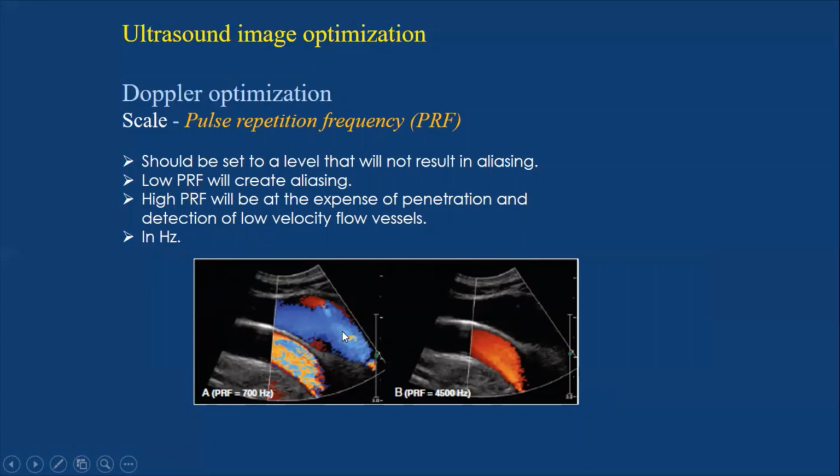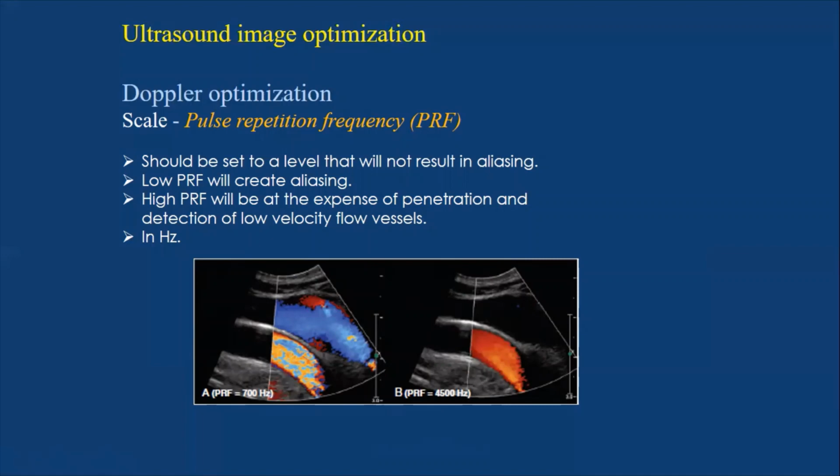It has a slow flow, but because of the low PRF, we picked up the flow in the internal jugular vein. But at the same time, we got aliasing in the common carotid artery. So because we wanted to get rid of the aliasing in this common carotid, we increased the PRF to 4,500. We now have very nice flow inside the CCA, but we sacrificed the slow flow in the internal jugular vein.